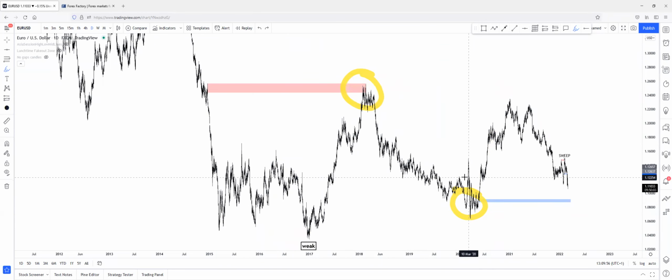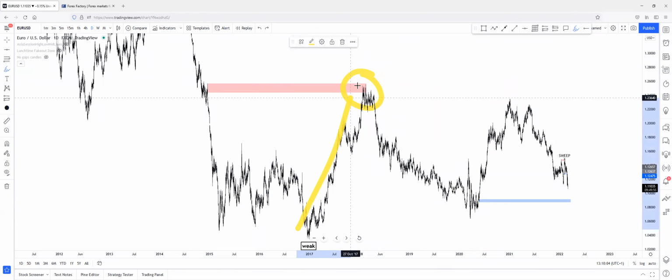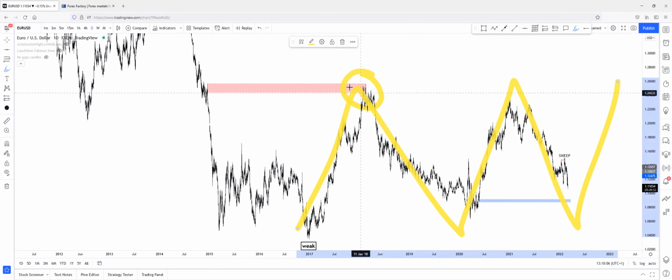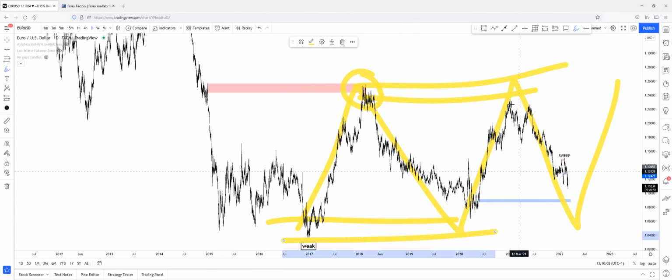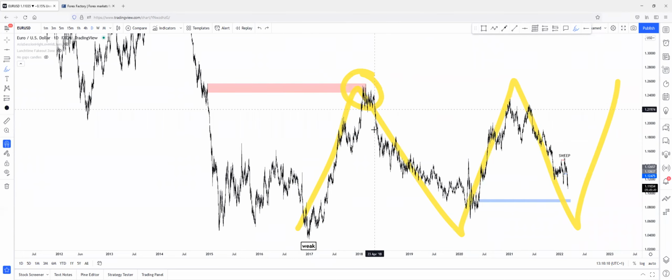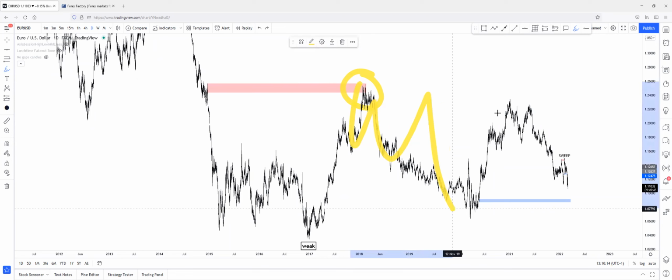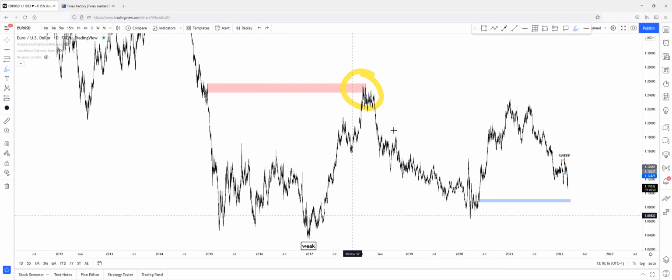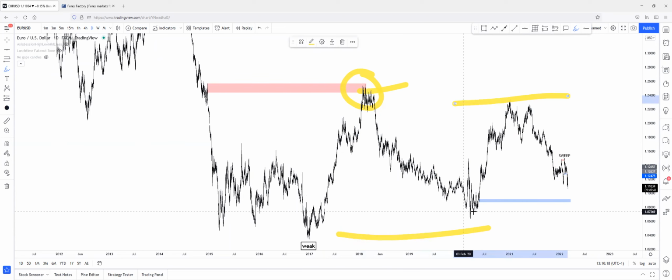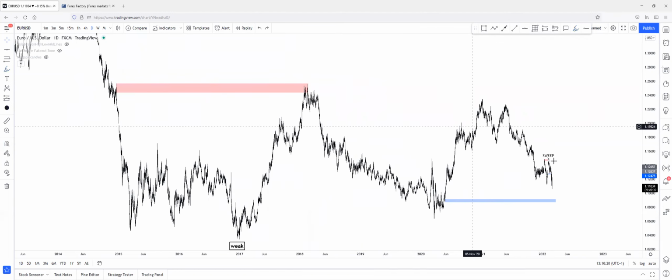So it's really, really hard to tell what will happen after the tap of this daily demand zone, because price is actually respecting supply and demand zones over and over again, creating this pattern of respecting highs, respecting lows, and basically ranging on the daily chart since 2017. Since this point, price is just ranging, respecting highs, respecting lows, respecting highs. So let me just zoom in.